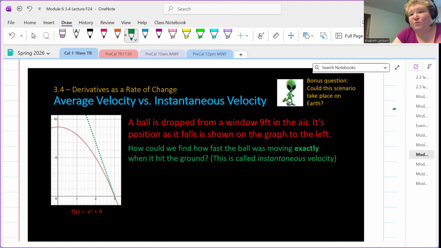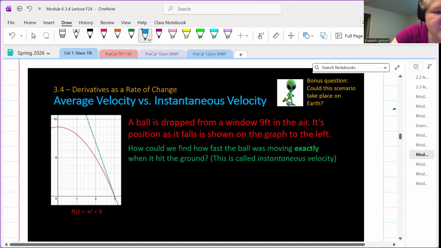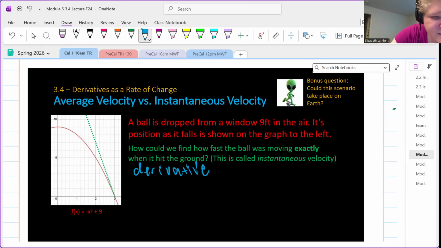So now it's asking a more interesting question. What's the slope at the end? How fast is it going when it hits? So we're going to do the derivative at an input of 3, because that is when the position is 0. So that's why we're putting in 3, because it's 3 down here.